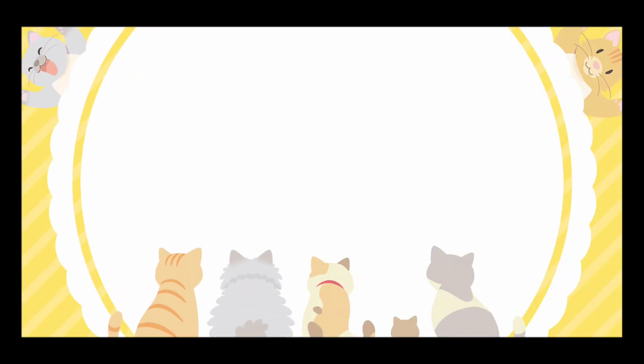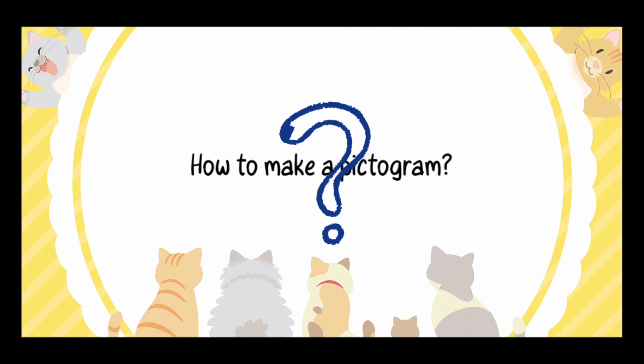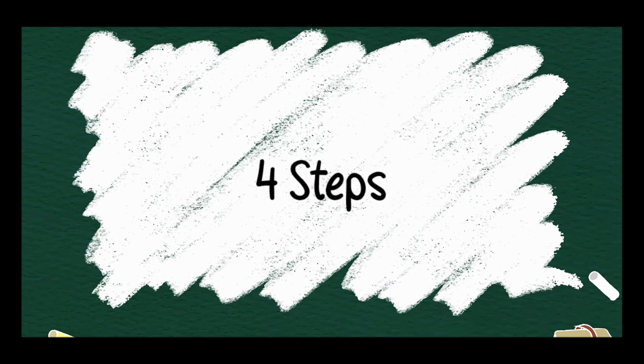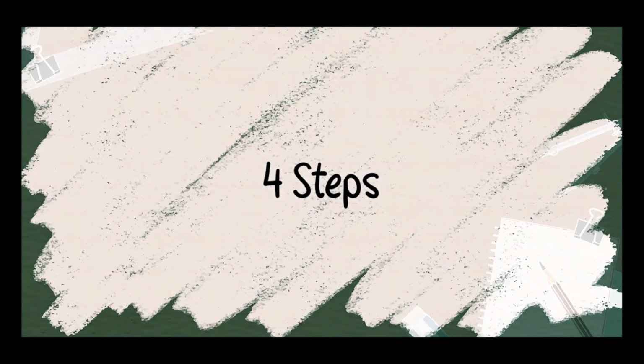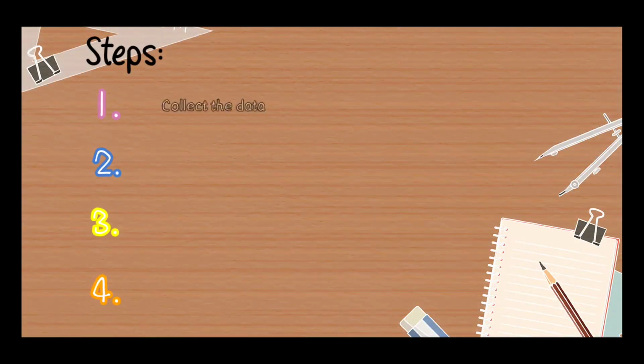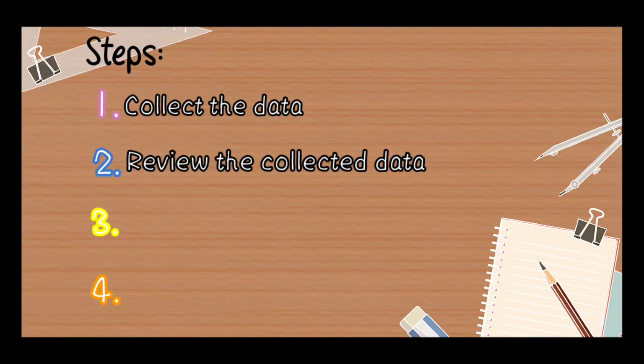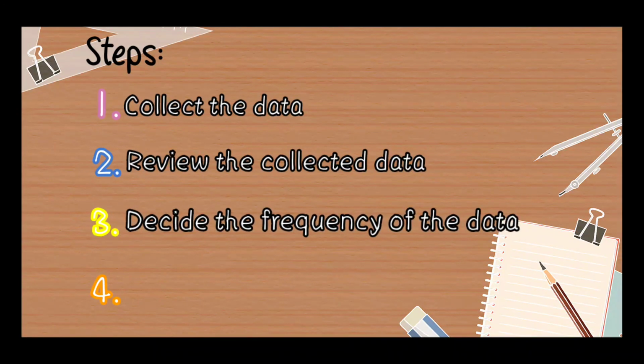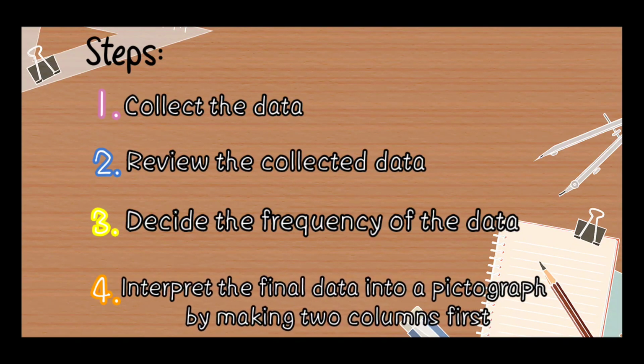Let us just be guided that in order to make a pictograph or pictogram, we must follow the 4 steps, which are: first, collect the data. Second step is to review the collected data. Third step is to decide the frequency for one symbol. And last step is when we are going to finally draw the pictograph by initially drawing 2 columns that represent the category and the data.